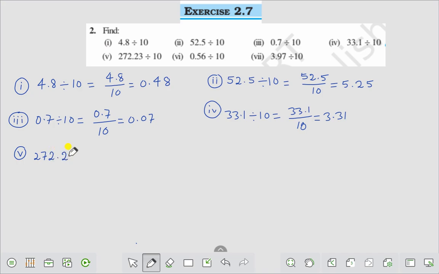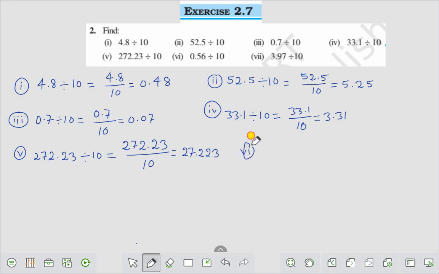Question number 5. Question number 5 is 272.23 divided by 10. That means it can be written as 272.23 divided by 10. That means you have to shift the point toward the left side one place. From here it will come to here. It will be written as 27.223.